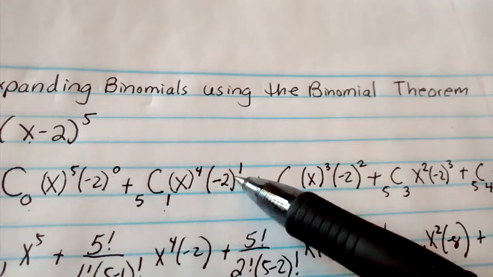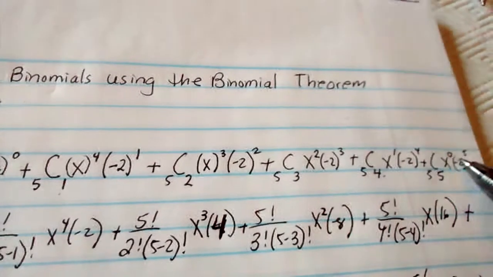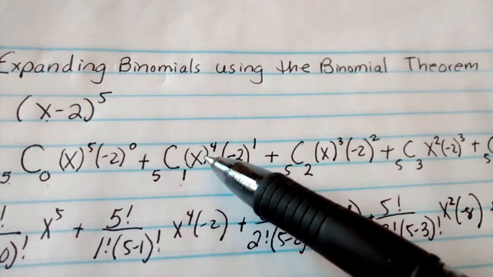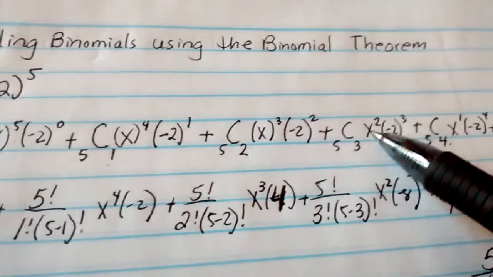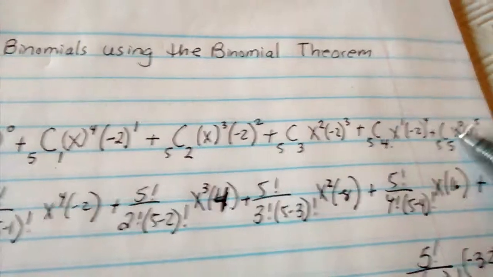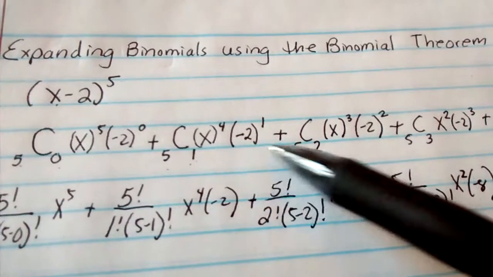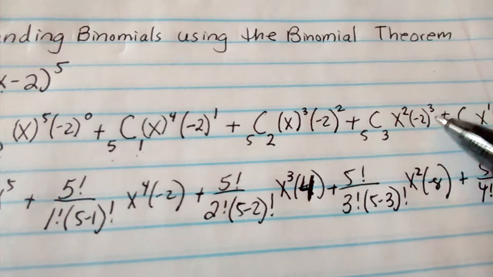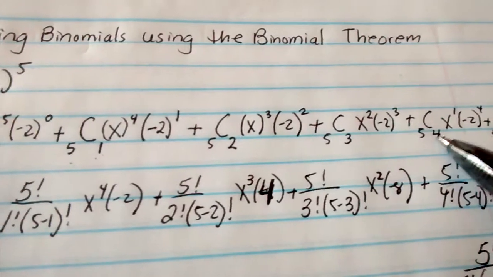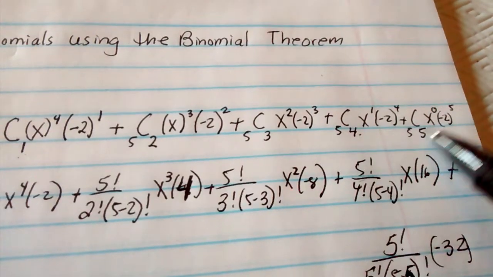So 0, 1, 2, 3, 4, 5 for the negative 2. And then for the x, you're going 3, 2, 1, 0. And then your combinations always start with 5 choose 0, then 5 choose 1, then 5 choose 2 matches this, 5 choose 3 matches this, 5 choose 4 matches the negative 2, the second term, and 5 choose 5 matches this.